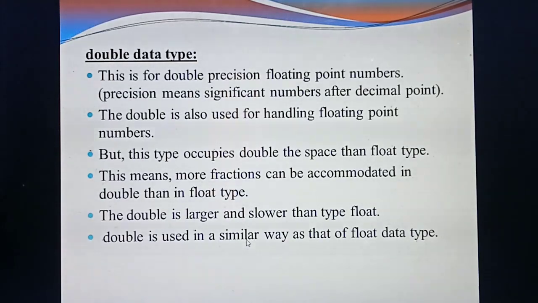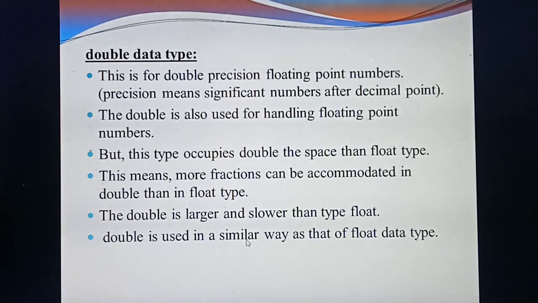Because after the decimal point you are using more numbers, it will occupy more space than the float data type. But you can include more fractional digits. If you are representing a double data type, you can represent more fractions. This double data type is larger compared to other data types, but the performance is very slow compared to them. Understand?